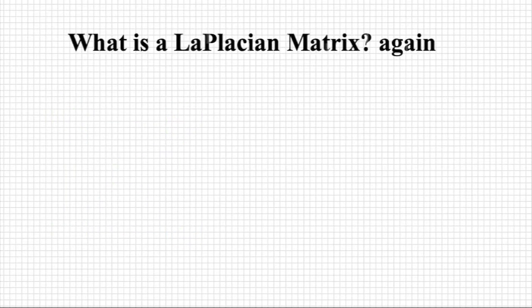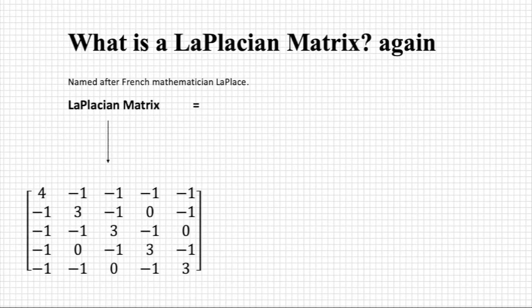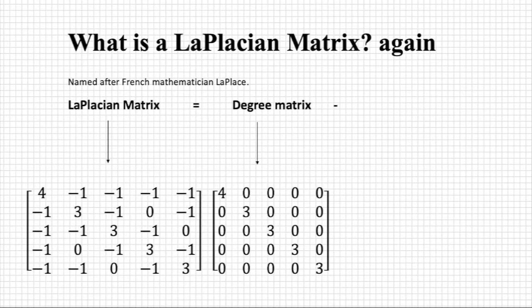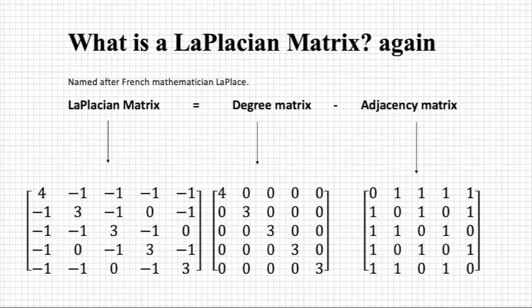So again, what is the Laplacian matrix? It is a matrix named after French mathematician Laplace. And the Laplacian matrix is the degree matrix minus the adjacency matrix. Now, how to do a minus in matrices is really simple. You take the same coordinate and you just subtract the numbers at that coordinate. So on the left-hand side, it is equal to the degree matrix minus the adjacency matrix. You can see that the 0 in the degree matrix minus 1 in the adjacency matrix will get you minus 1 in that same coordinate in the Laplacian matrix.